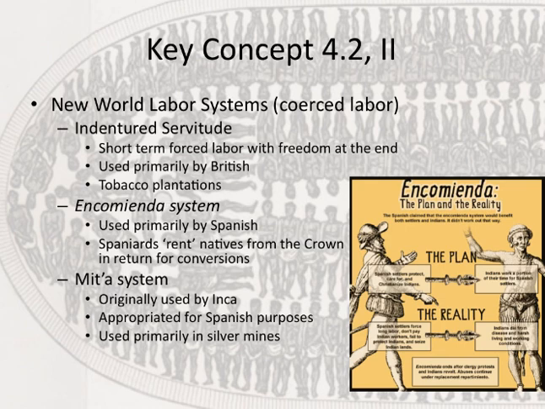And then the last one we see is the Mita system, which was a coerced labor system before the Spanish even came to the New World. It was originally used by the Inca to build roads and other government projects in which Incan citizens had to pledge their labor for a certain amount of time in a year. It was their form of paying taxes. It made it very easy for the Spanish to just come in and appropriate that labor for their purposes, and they were used mostly in silver mines.